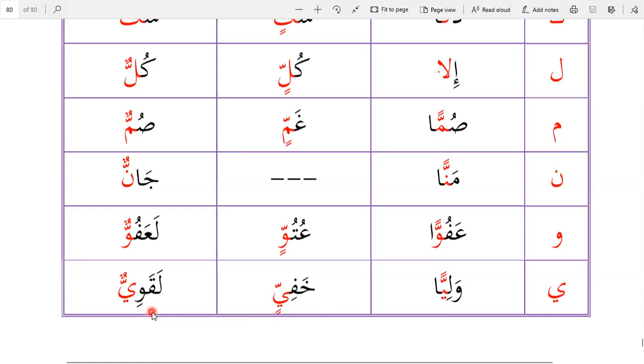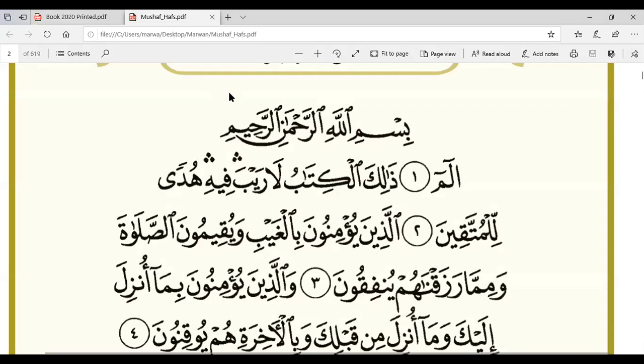laqawiyun. And this is actually the end of our book. There are a few more topics that I wished I could add to the book. I didn't have the opportunity, but I will be talking about them right now. So I'm going to share with you the mushaf. We're going to read and we're going to discuss some of those things.